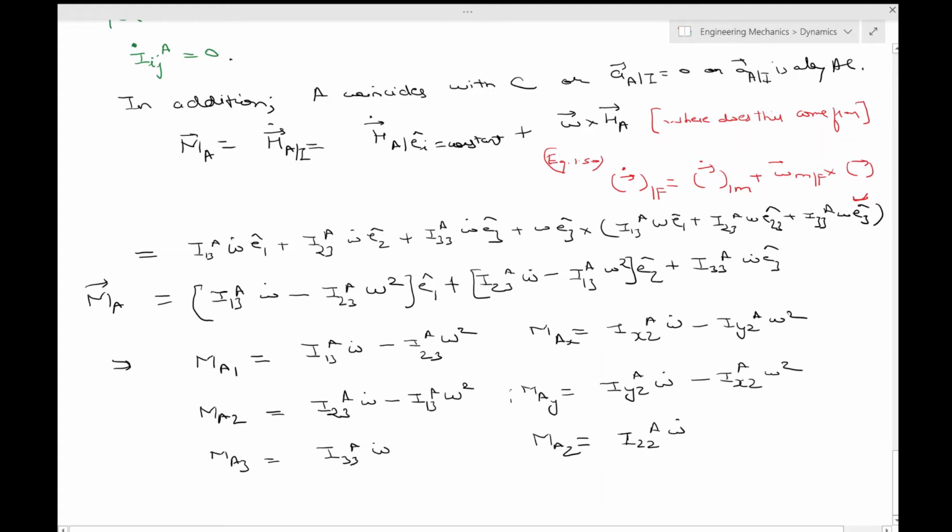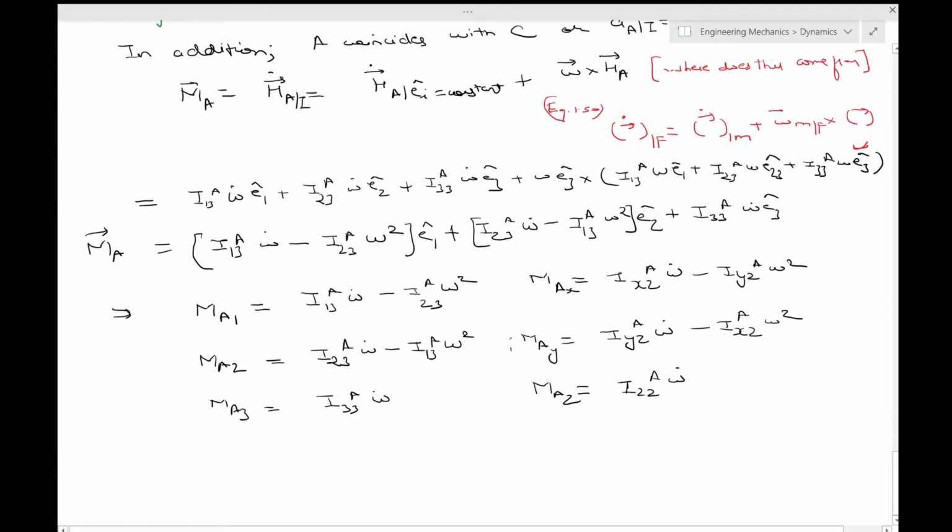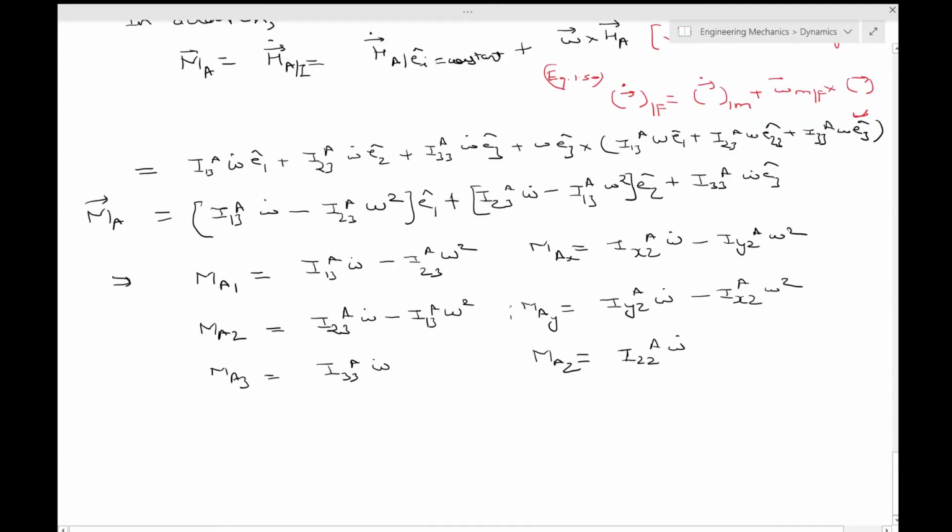Okay, so A is again, I mean, it's either the same as the center of mass, or the acceleration is 0, or the acceleration of A in the inertial frame is parallel to AC. Okay, there are a few quick remarks which I can mention over here.